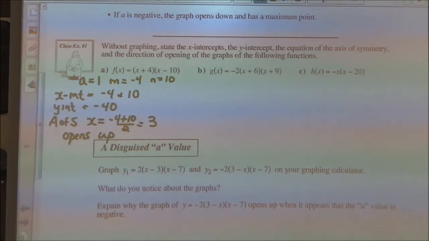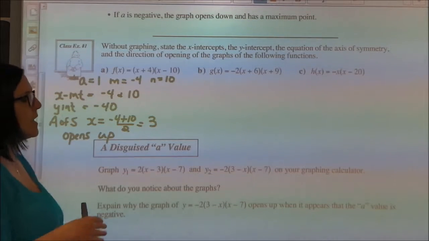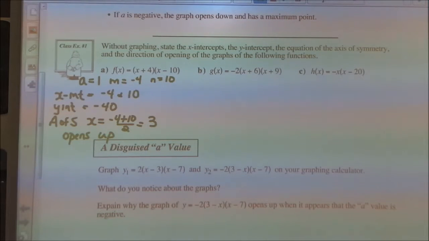So what I want you to do is pause for a moment and see if you can do B and C, and then when you're ready, you can press play and continue on.